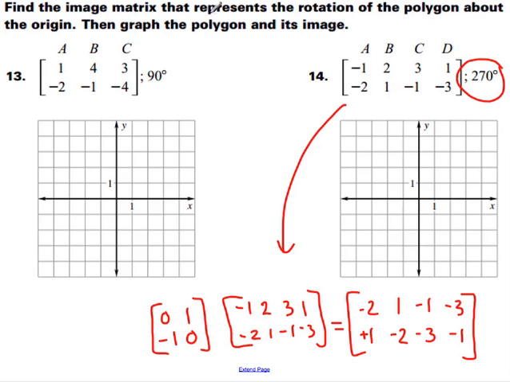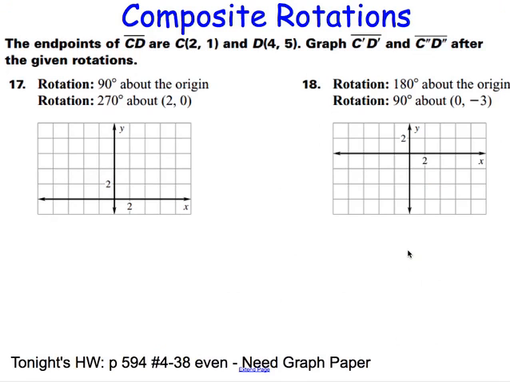It says find the image matrix that represents the polygon about the origin, graph the polygon and its image. So the idea is I would plot this guy. I'd plot this guy, remembering that this is A prime, B prime, C prime, and D prime. It might be kind of cool that if you drew one of them, you maybe draw some sort of arrow that says that you rotated 270 degrees, so it looks something like that. Kind of neat if you did that. You don't need to draw the arrow necessarily, but it's a good idea if you do follow the directions and graph the polygon and its image.